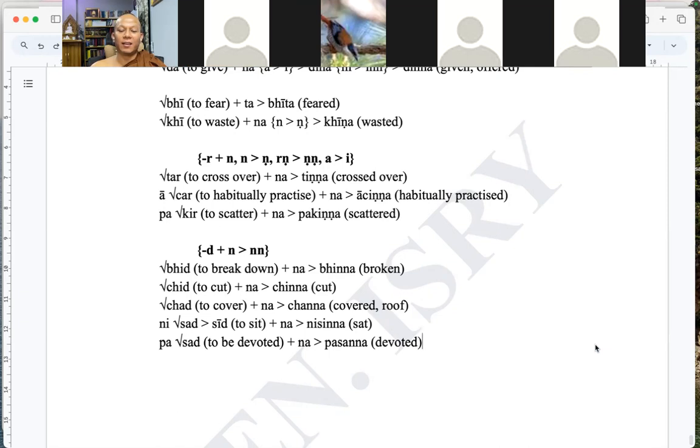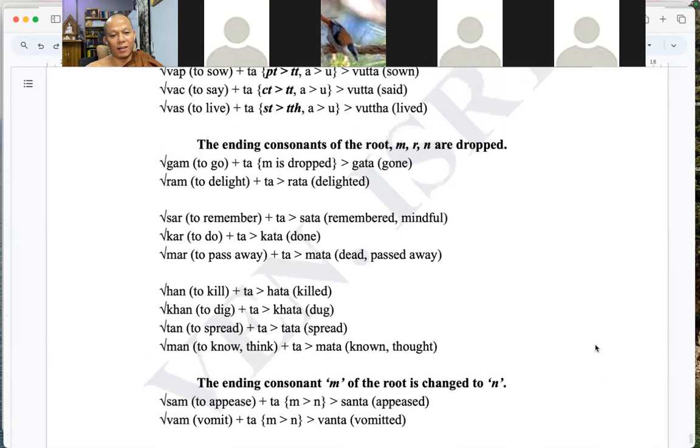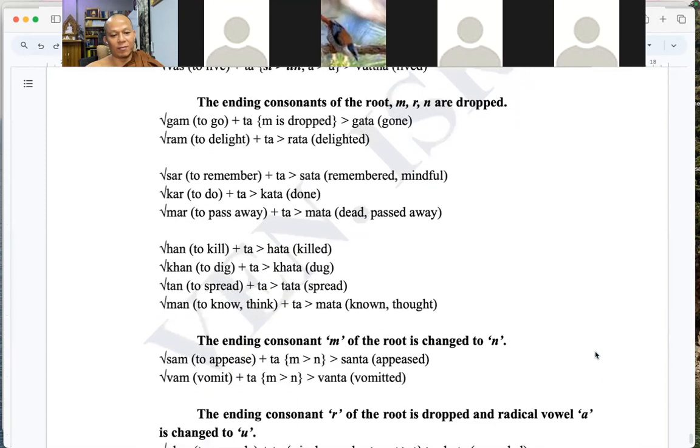Yes, Bante, for the past participle. First of all, with the root man, Bante, the ending consonant of the root, ma, ra, or na, is dropped. So for root man, it is to think or to know. So the verb base, Bante, it will be maniti. Maniti. Is it the verb base?